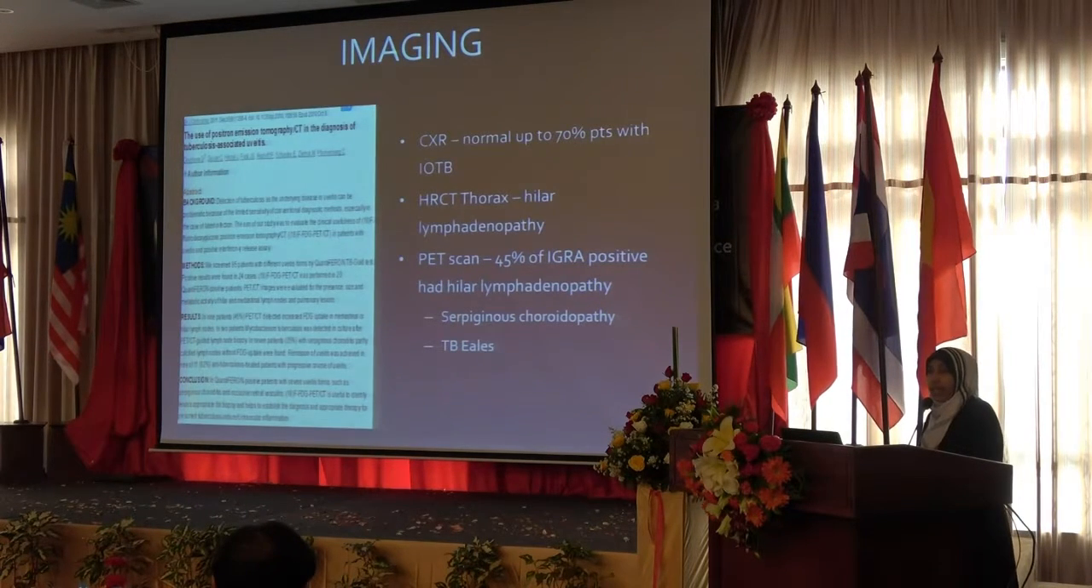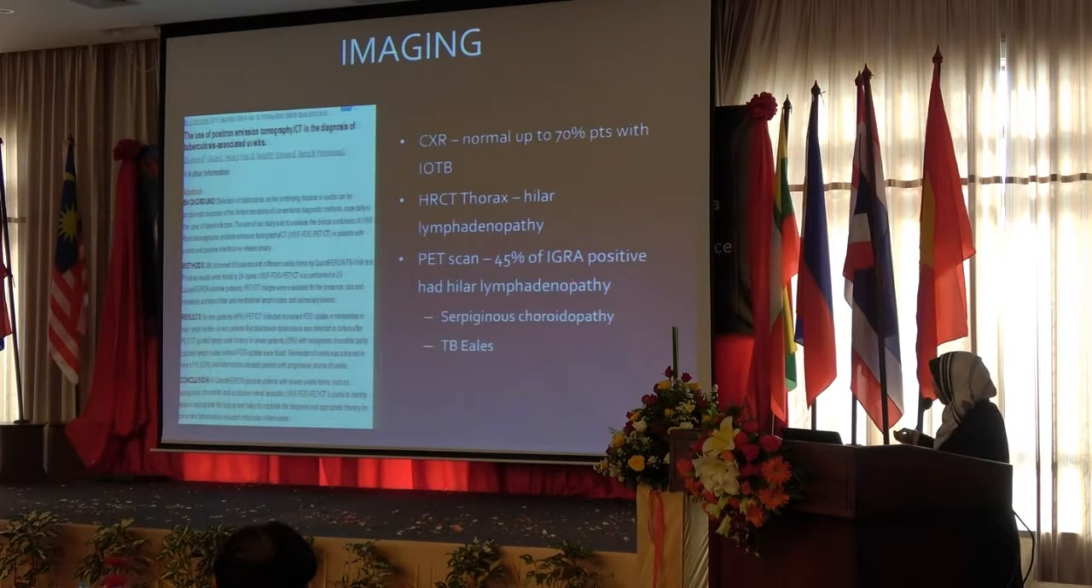Even imaging. In our uveitis patients, we subject our cases to a chest X-ray. All patients will go for a chest X-ray, and it can be normal in up to 70% of patients with TB. The high resolution CT thorax can pick up hilar lymphadenopathy much better, but of course it's expensive as well. Some have reported the use of PET scan. They found that it can be positive in 45% of IGRA positive patients, where they can pick up hilar lymphadenopathy, especially in these two entities of intraocular TB.